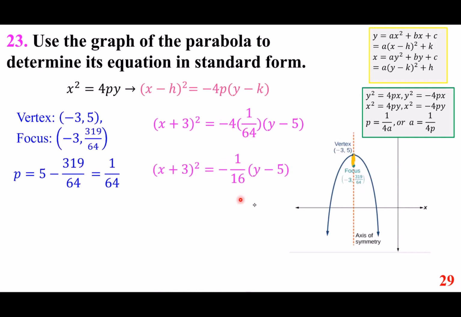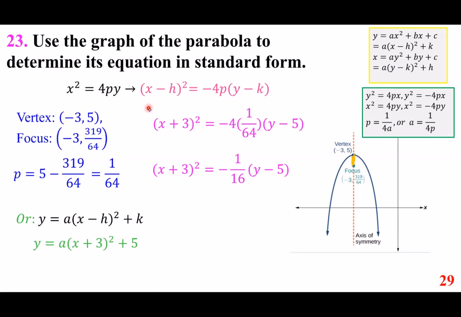These two give us negative 1 over 16. Or we can go with this method. I want to show you something. Say y is a times (x plus 3) squared plus 5, because we have the vertex located at negative 3 comma 5.